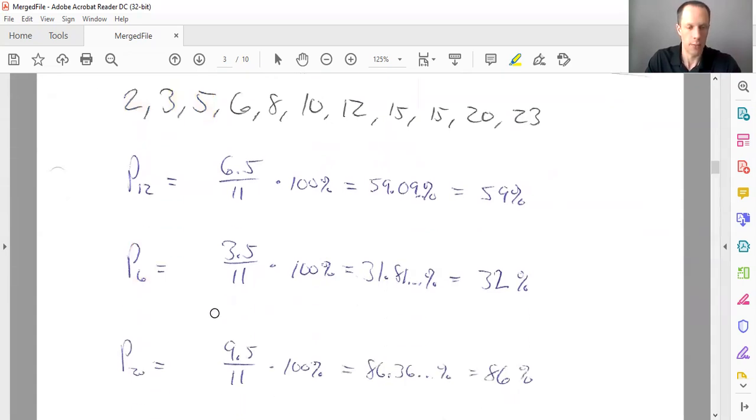And then one more, if we did the percentile for the number 20, we would have to count all these numbers here that are less than 20. There's 9 of them. So add the 0.5 to the 9, get 9.5, divide by 11, multiply by 100%, you should get 86.363636%. Round it to a whole number percentage, that would be 86%.